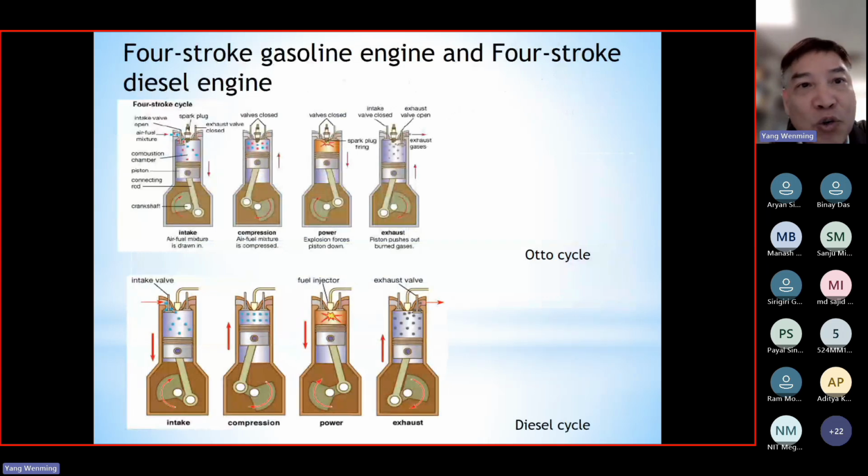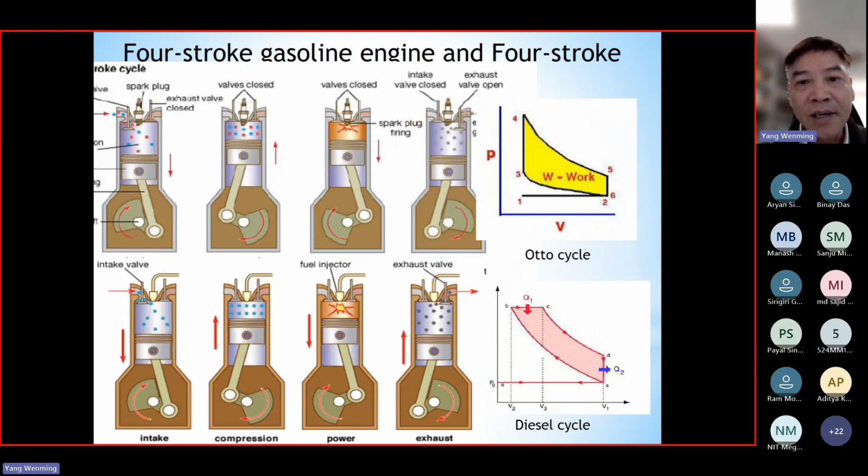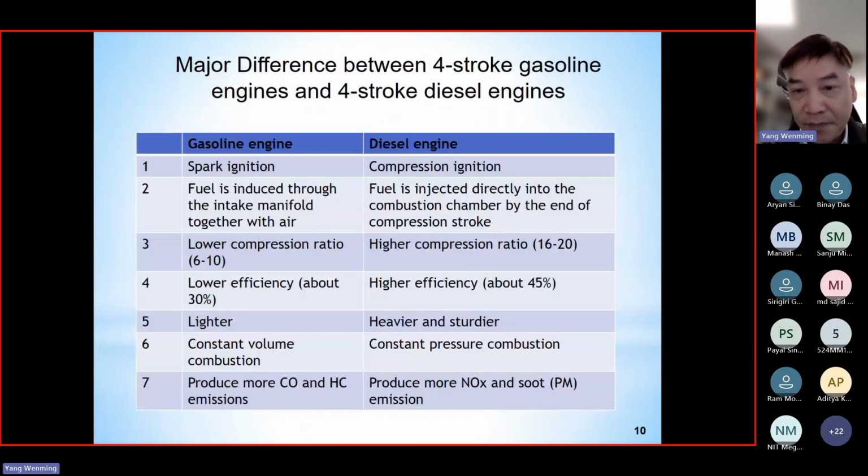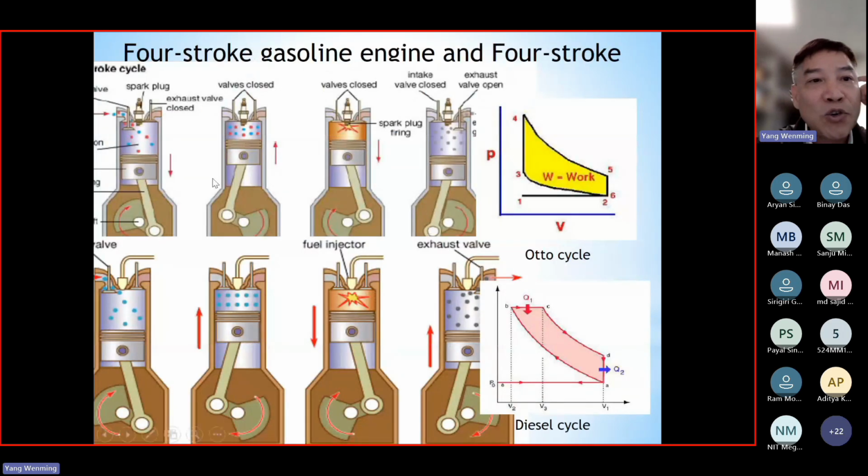Okay, so next I want to introduce the major differences between the four-stroke gas engines and the four-stroke diesel engines. Here we show you how the four-stroke engines work.